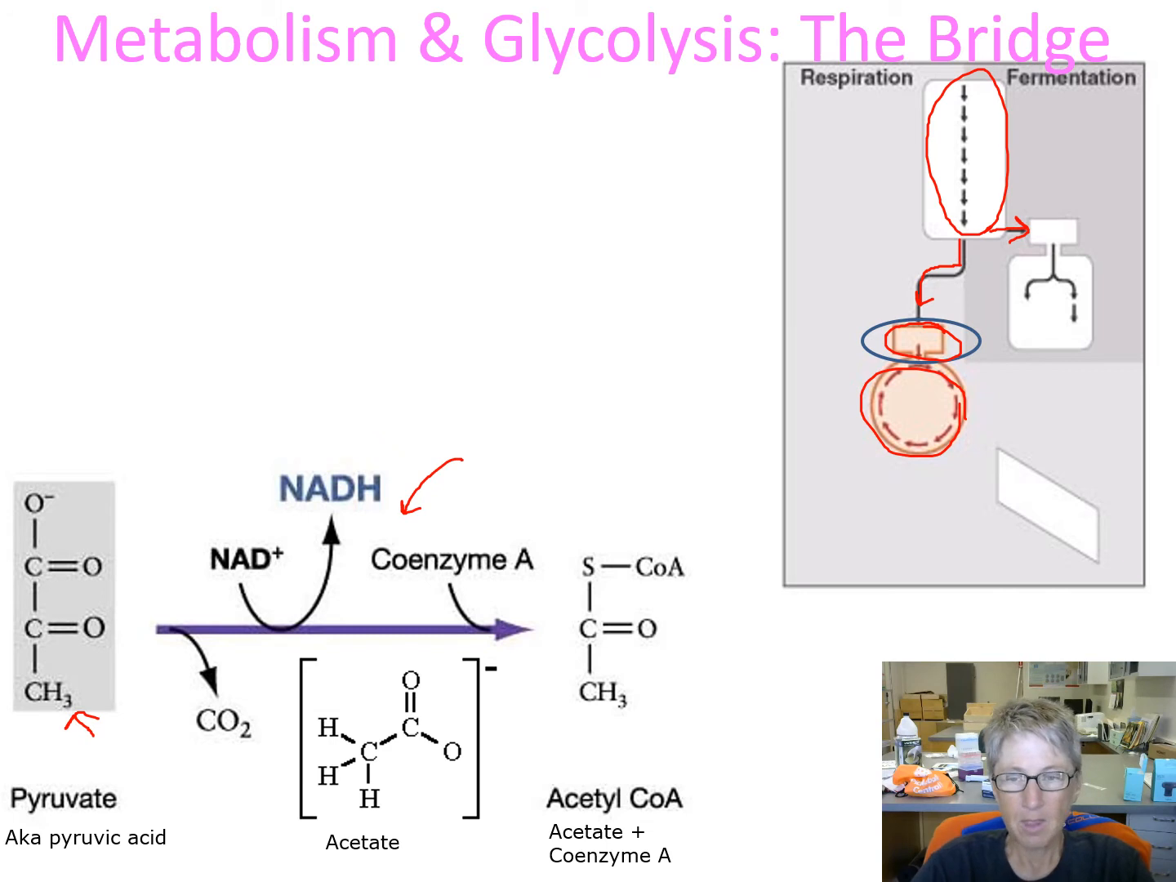So check it out. In the linker step, you give off a molecule of CO2 per pyruvate. So remember, there's 2 pyruvates. And you also, check it out, get an NADH, which is cool because remember, it carries electrons to the electron transport chain. And then you take acetate and coenzyme A, and you make this molecule called acetyl-CoA. So it's a diagram of acetyl-CoA. That acetyl-CoA can go into this cycle, the Krebs cycle.